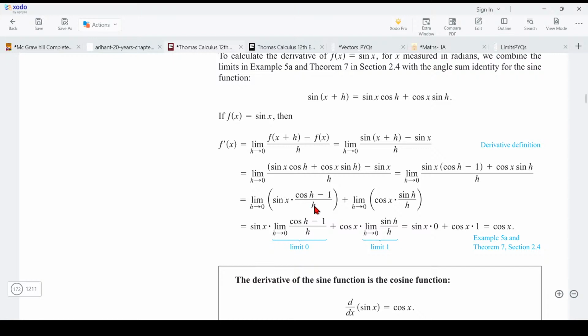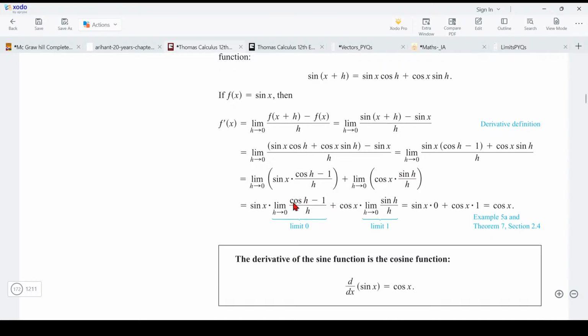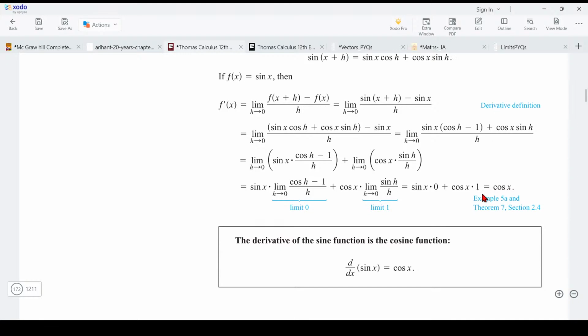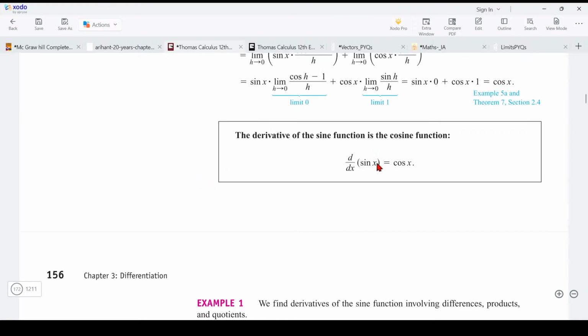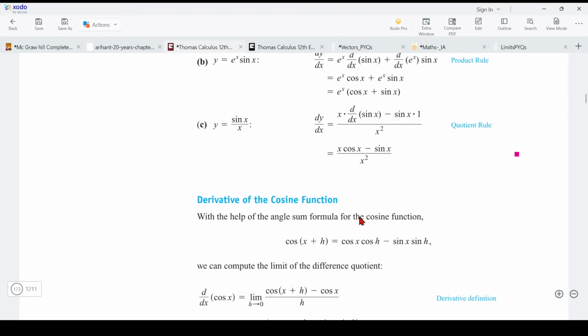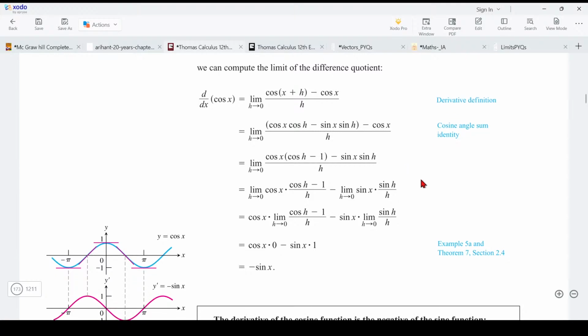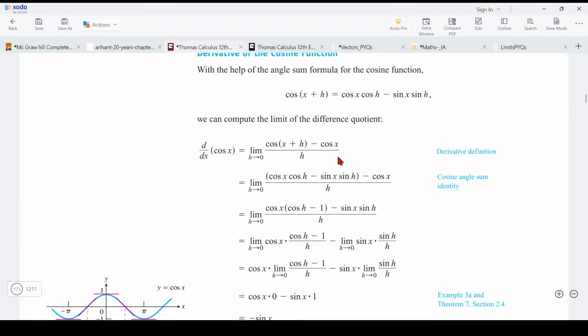So cos 0 is 1. This piece, and this piece also you remember. So just directly substituting, you are getting cos x. Agreed? So basically, derivative of sin x is cos x. Similarly, you can do the derivation for other functions also. You understood this process, no?